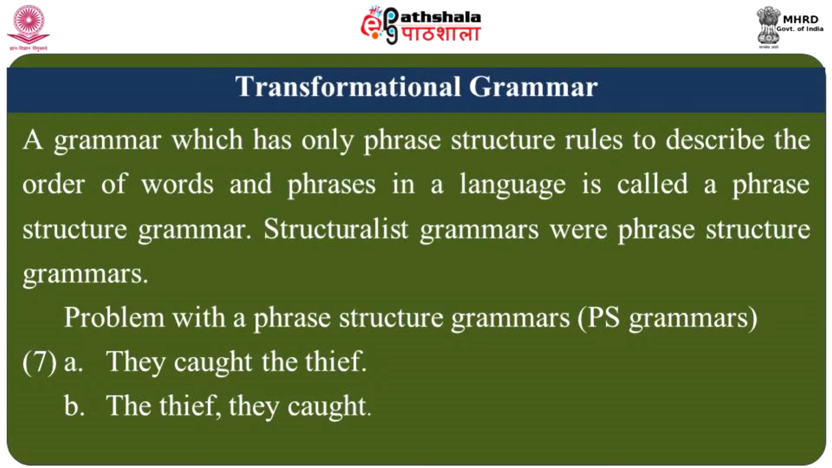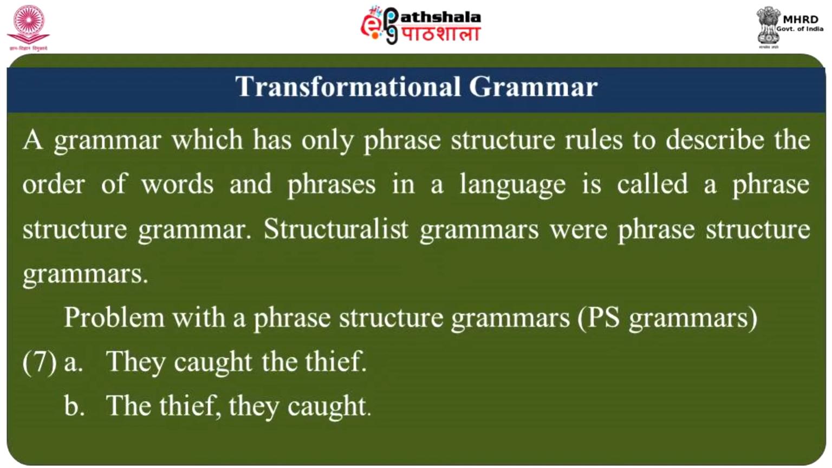Transformational grammar. A grammar which has only phrase structure rules to describe the order of words and phrases in a language is called a phrase structure grammar. Structuralist grammars were phrase structure grammars. But phrase structure grammars or PS grammars have a problem when faced with a pair of sentences like the following. They caught the thief. The thief they caught. The first sentence can be readily described by a rewrite rule for a VP with a transitive verb. But how do we describe the second sentence?